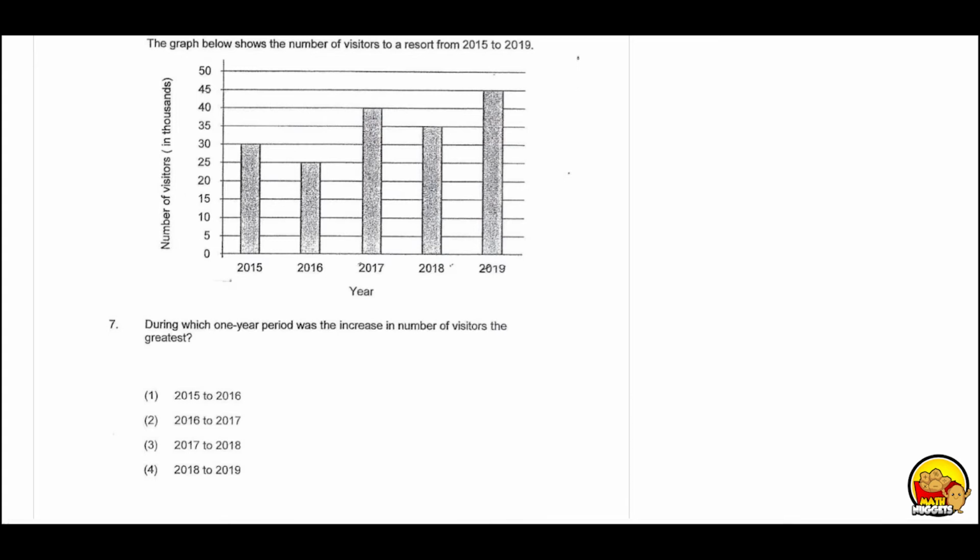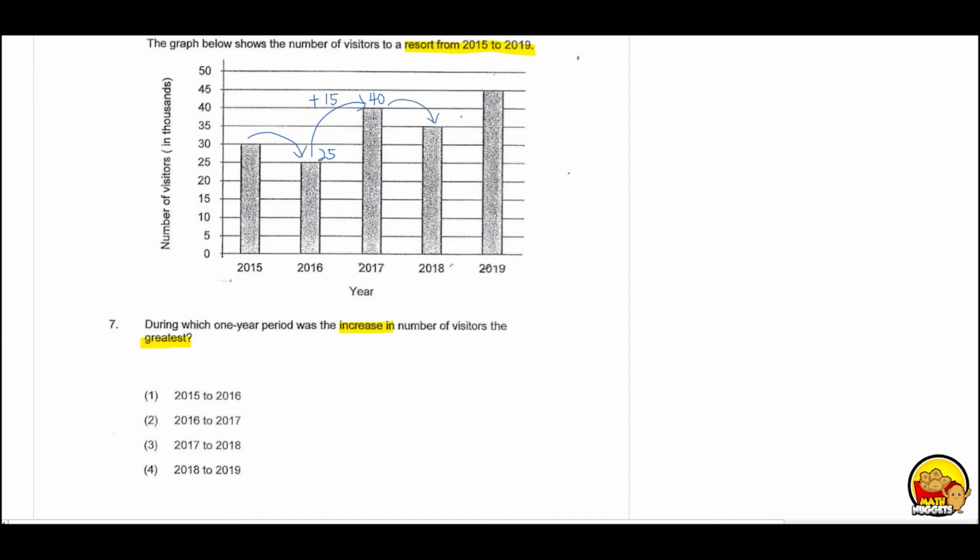Question 7, they give us a graph, the number of visitors to a resort from 2015 to 2019, and they're asking us during which 1-year period was the increase in the number of visitors the greatest. Now let's look year by year. From 2015 to 2016, this is a decrease. So from 2016 to 2017 is an increase. This is 25 to 40. The increase is 15.